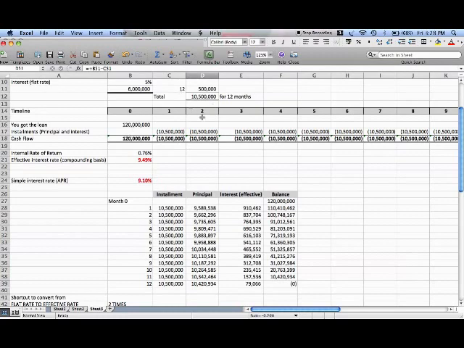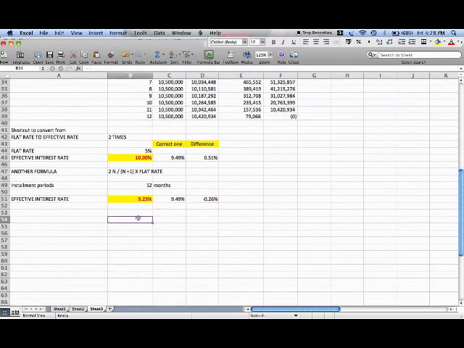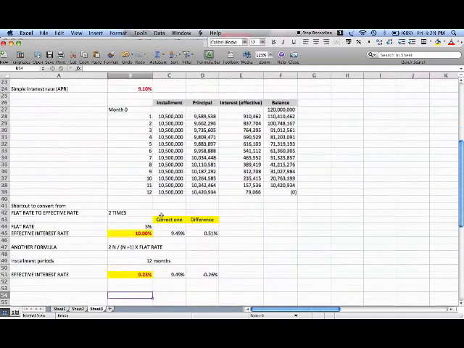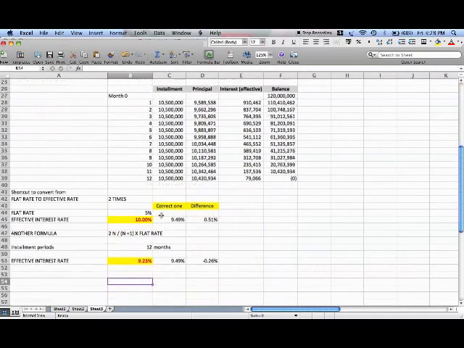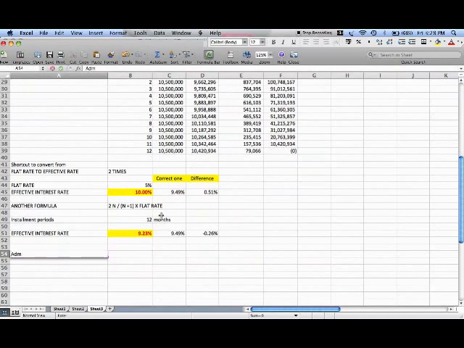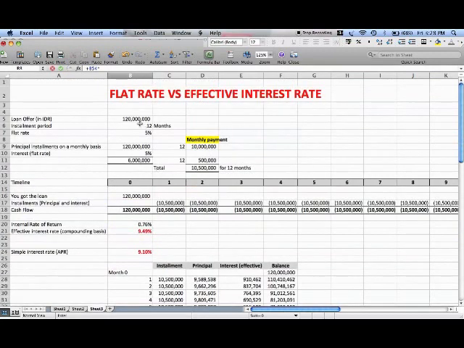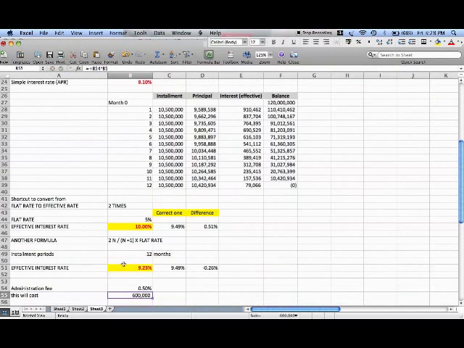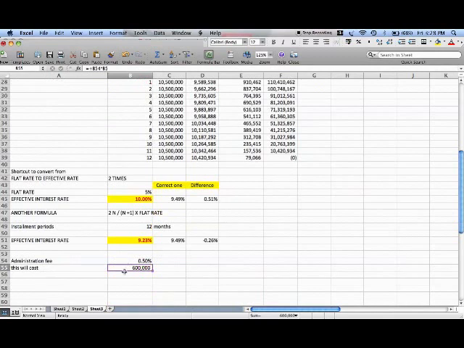I can extend this to another example. Usually when you get a loan offering, they are going to charge you what they call an administration fee. So for example, 0.5% is an upfront cost. So you have to pay 600,000. If you put it in the timeline again, you can easily calculate the effective interest rate.